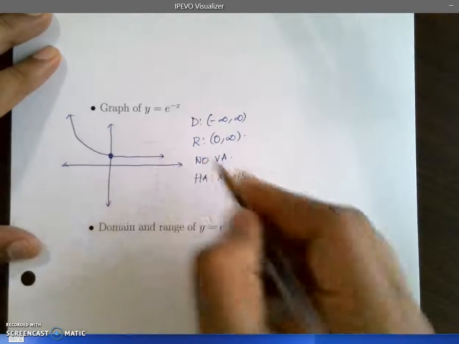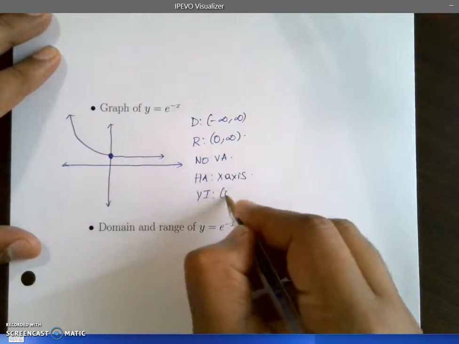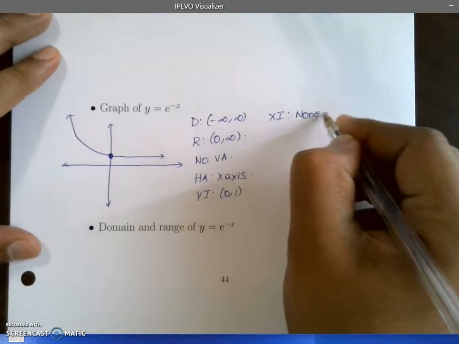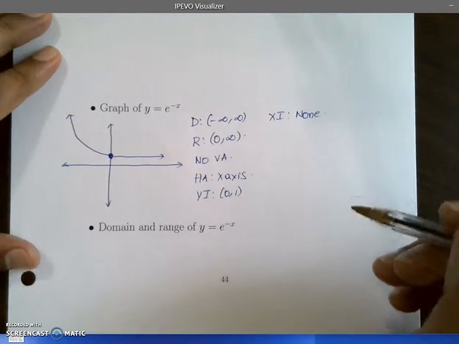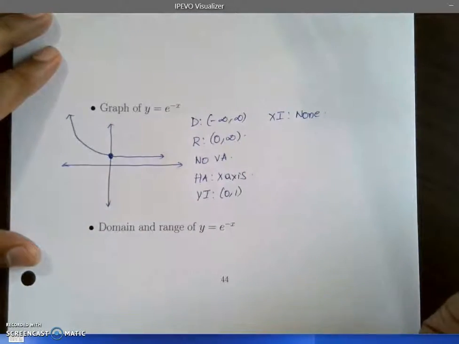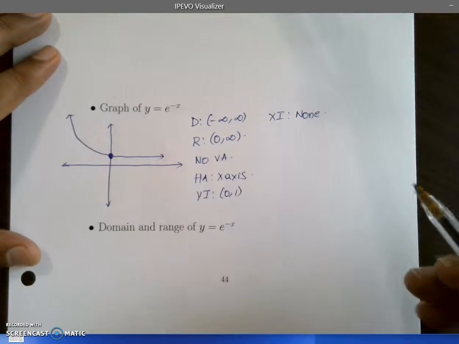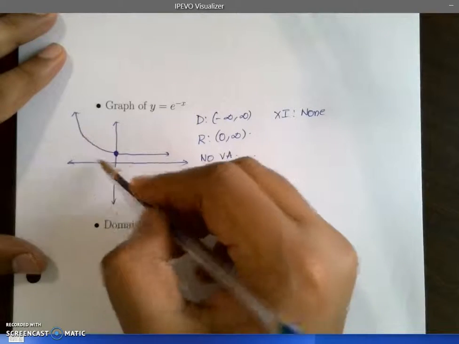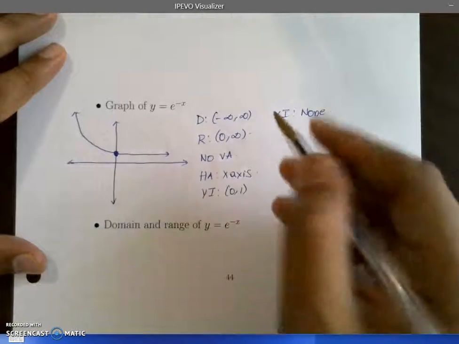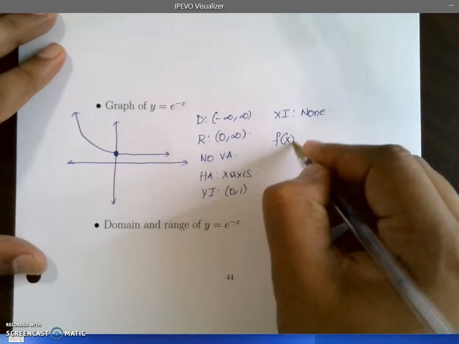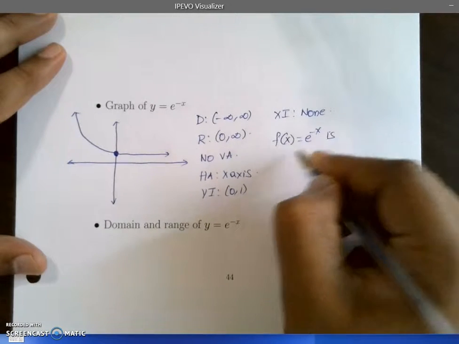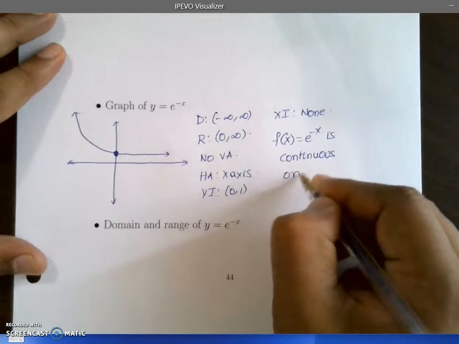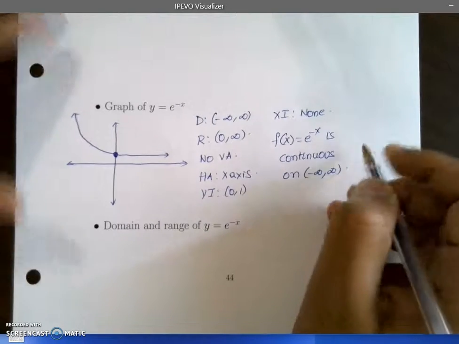The y-intercept is (0, 1), of course, and there is no x-intercept because the graph does not touch the x-axis, or it does not cut the x-axis. There is no break or jump in the graph, and you can draw the graph without taking the pen off the paper. The limit of the function at any point is equal to its function value. So f of x equals e to the negative x is continuous on the domain negative infinity to positive infinity.